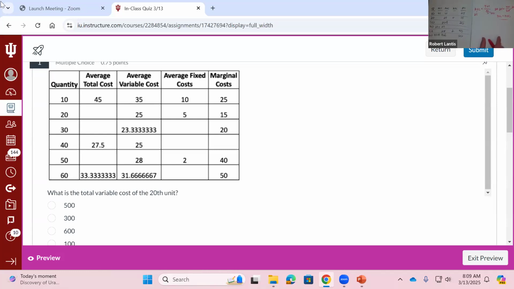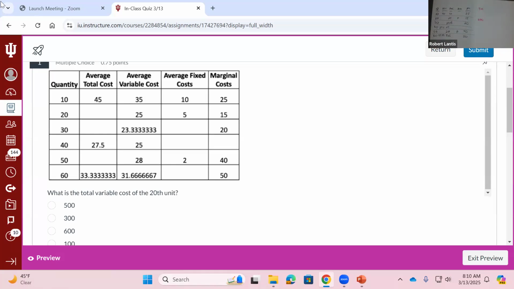Any questions on this before we keep moving? We're going to keep building on it, so if you have questions, you should ask them now. Okay? So if I wanted to, and I don't have it here, I could write out my total variable, my total fixed, my total costs as separate columns. I think we can fill out the rest of this table without that, but you could have a total variable cost column here. So I've got my total variable cost at the 20th unit we just found was 500. And you build these columns out.